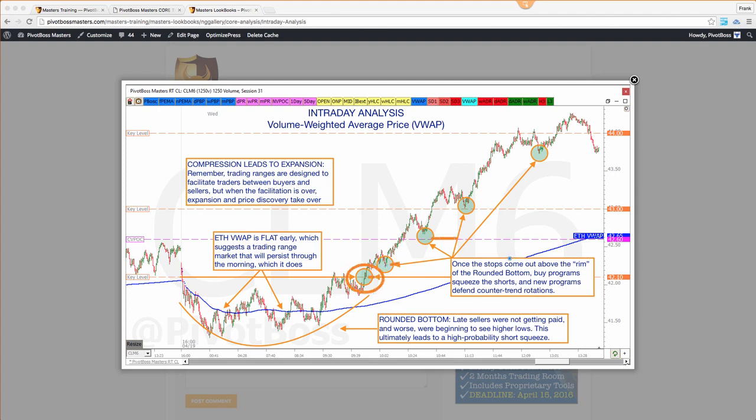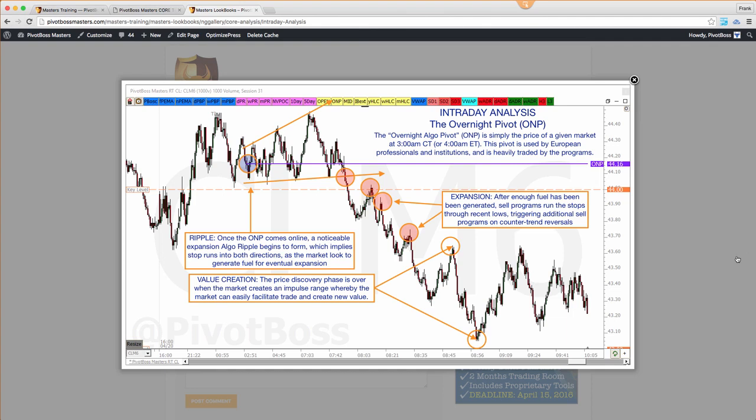Buy programs came and defended every counter trend rotation. And we saw this one play out live as well. We were talking about looking for bulls to defend LVNs on the way up, and that's basically what happened. Here's the overnight algo pivot.